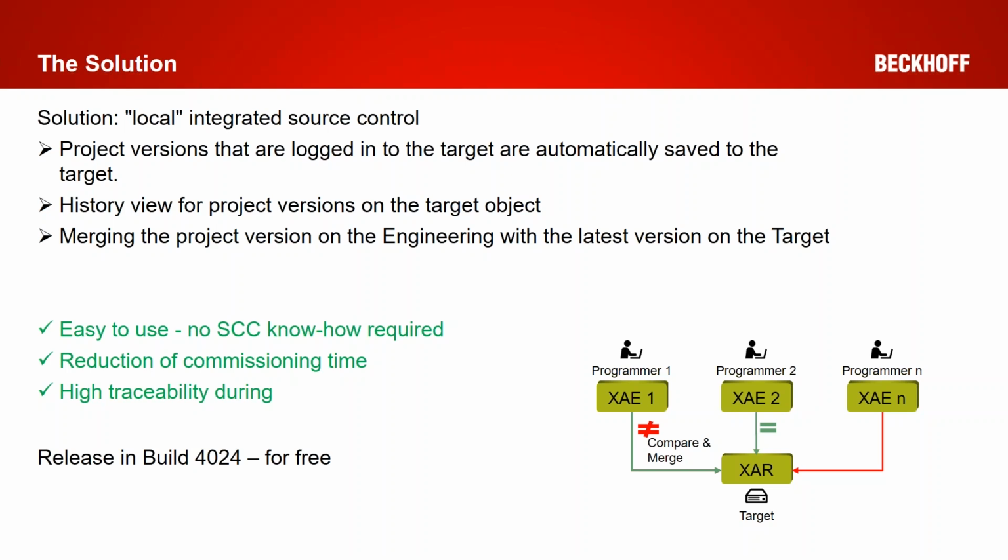And also the history view, which I have already mentioned, which is necessary for traceability and so on, is integrated, so that you can see who has made changes, what has changed, and that you can go forward, backward, and compare each version and so on. This complete functionality is included in build 4024, and it's without any additional license fees.